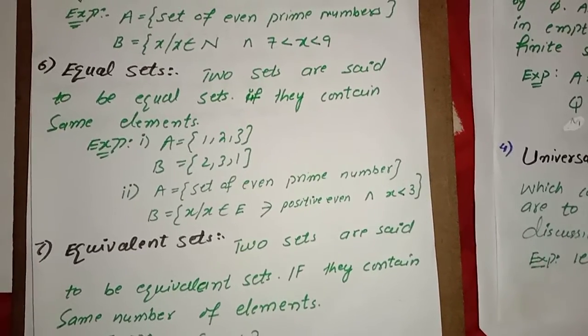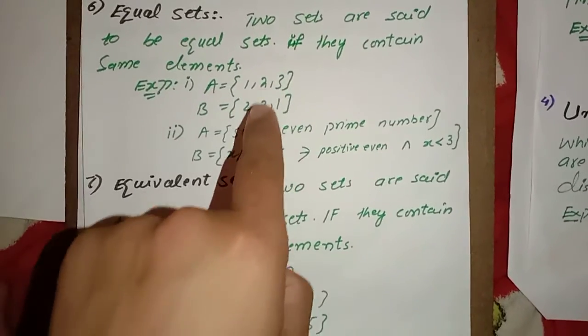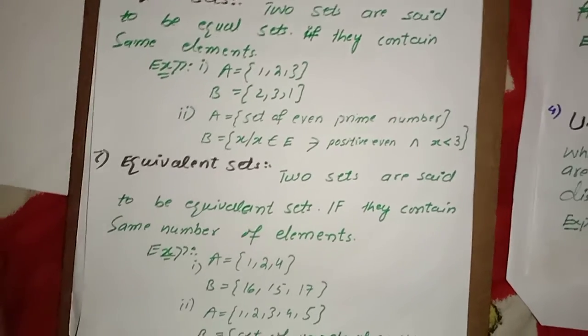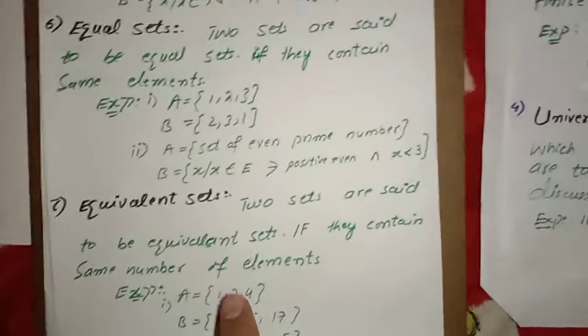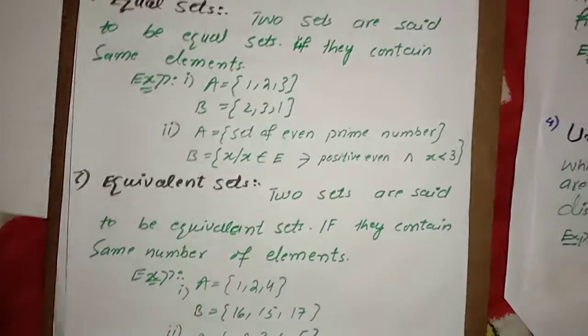For example, A is equal to {1, 2, 3}, B is equal to {2, 3, 1}. These are equal sets. The arrangement of elements doesn't matter, because set A and set B are equal sets. If we rearrange it, it will still be an equal set.